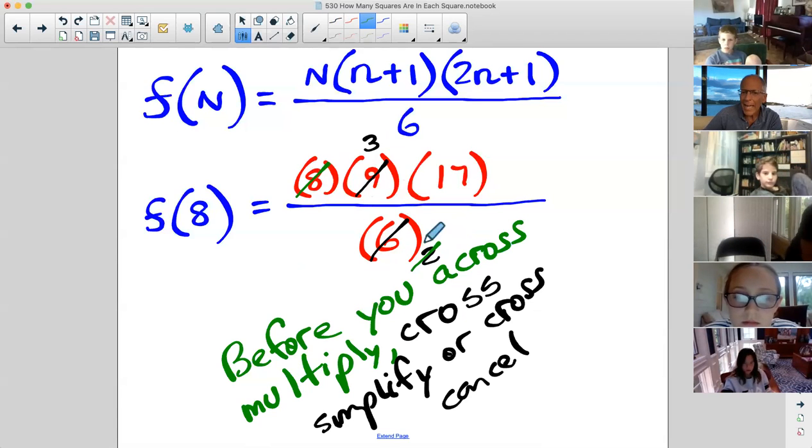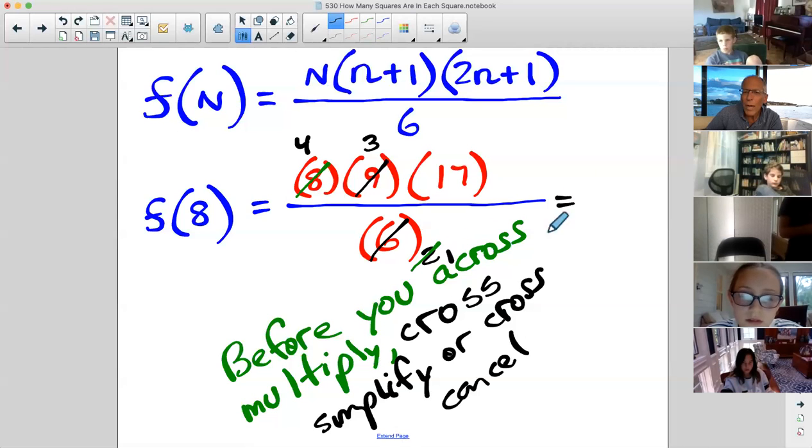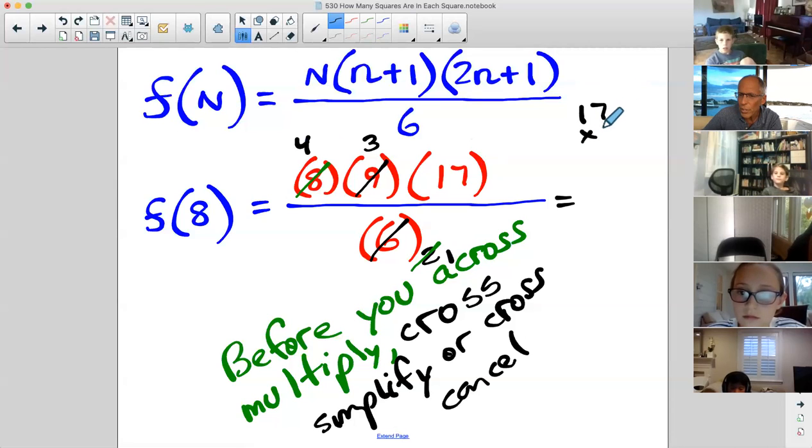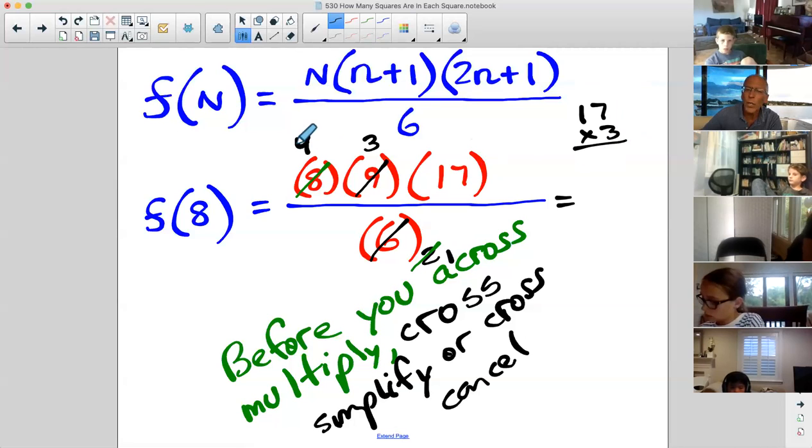Come on. 8 and 2 become what? 2 goes into 8 how many times? 4. And 2 goes into 2 1 time. And now all you guys have to do is 4 times 3 times 17. It's so much easier. And when I do this, I would do 17 times 3 first, and then I would multiply that by 4. 12 times 17 is a little bit harder.